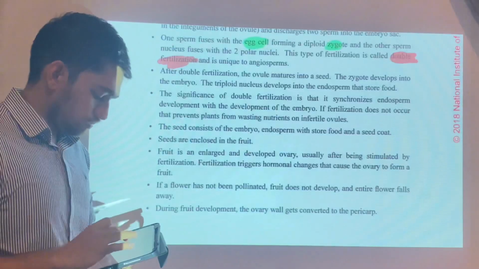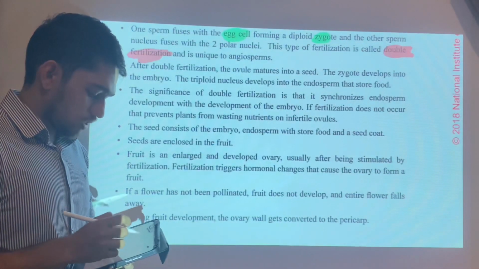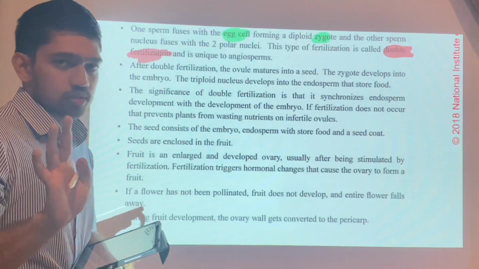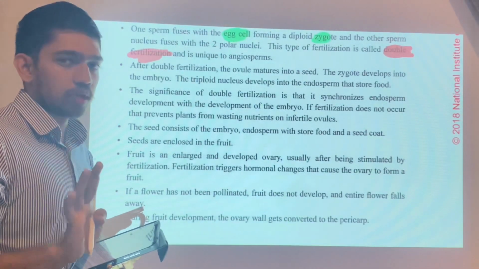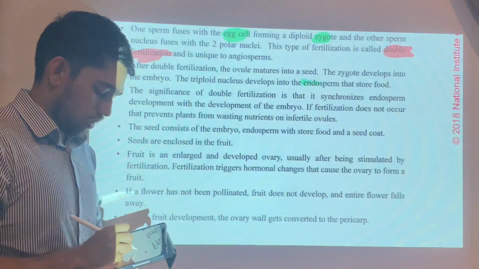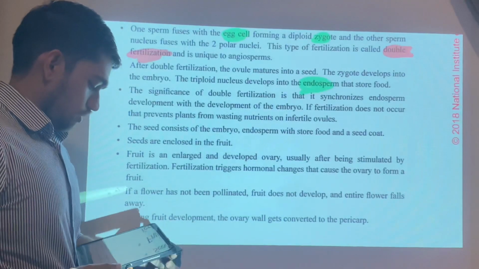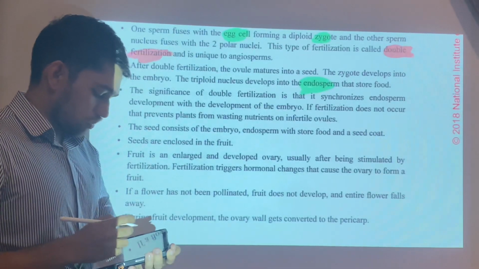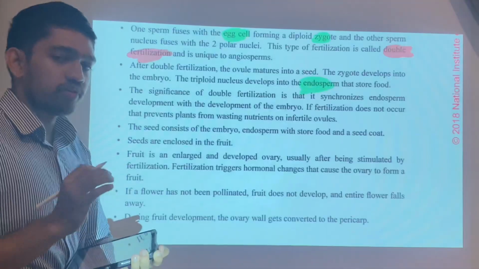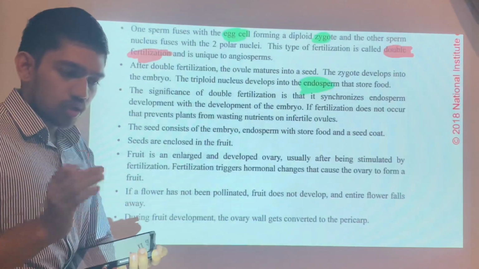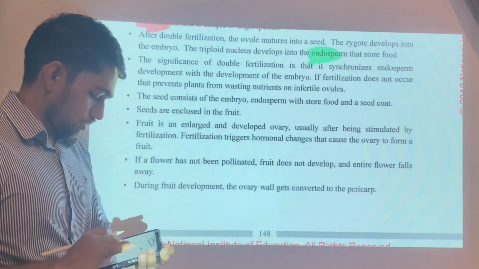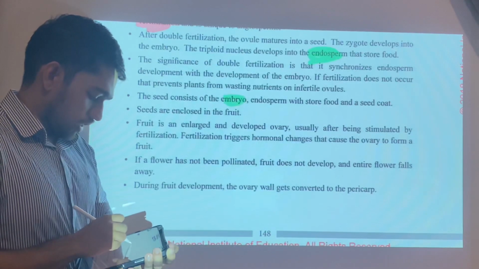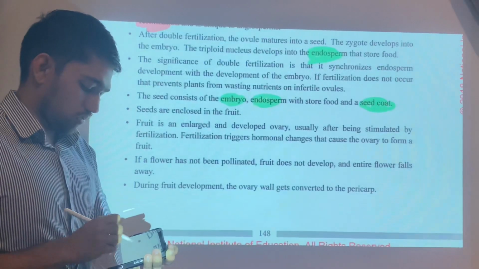That is the signal. So the ovule will now become a seed, the zygote becomes an embryo, and the triploid nucleus from the polar nuclei and the sperm nucleus will become the endosperm that will store food, right? So it will synchronize the endosperm development and the development of the embryo. So double fertilization is sort of a signal, right? Now it's time for you to become a seed. So this is the definition of a seed. It contains the embryo, endosperm, and a seed coat. We came across this in gymnosperms as well.